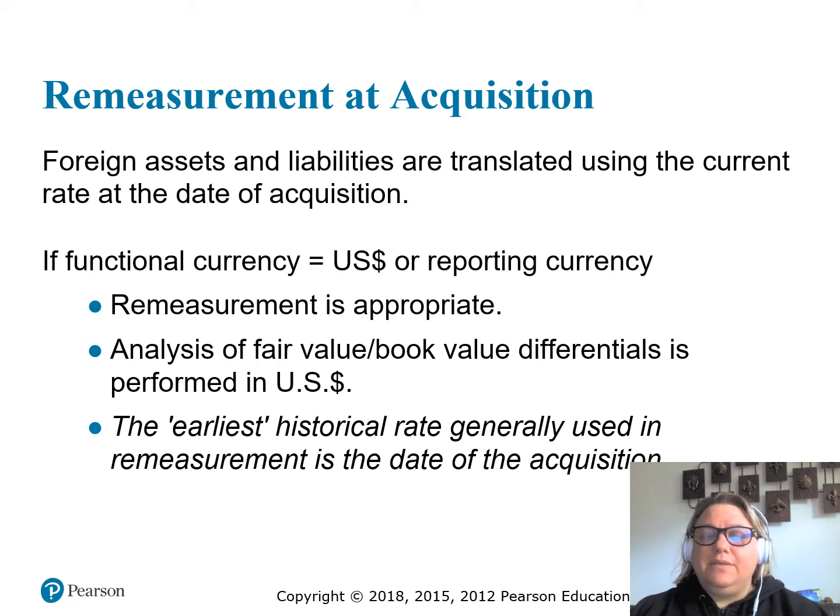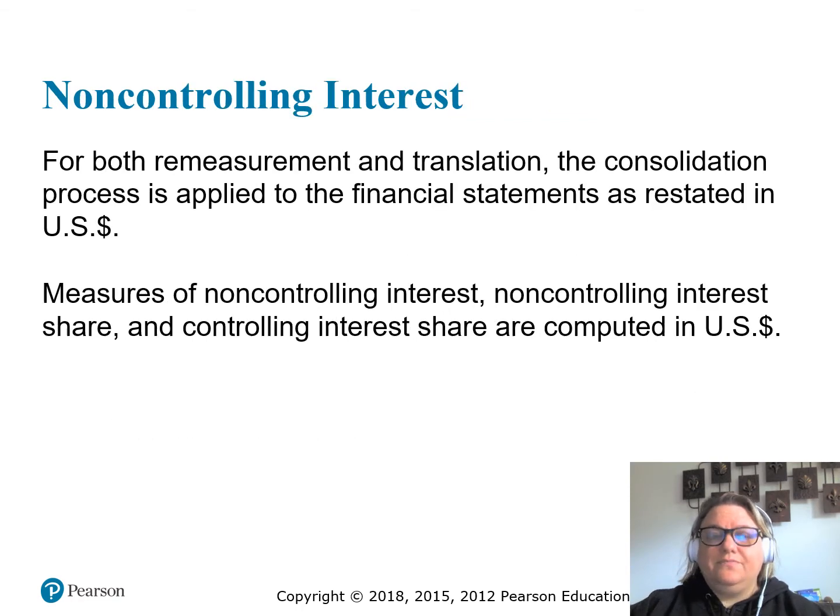So what if it's a remeasurement at acquisition? If the functional currency is the US dollar or the reporting currency, remeasurement is appropriate. And you just do the fair value, book value differentials. And the way you do that is the earliest rate is generally used at the date of acquisition. So that will be your earliest historical rate to use. All right, now let's go talk about your favorite thing, which is non-controlling interest.